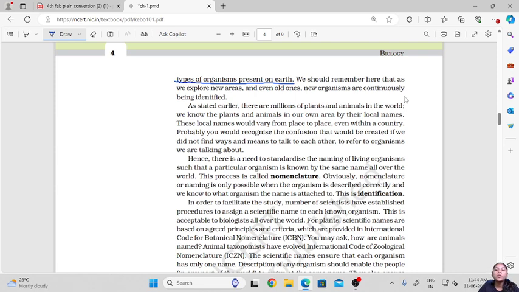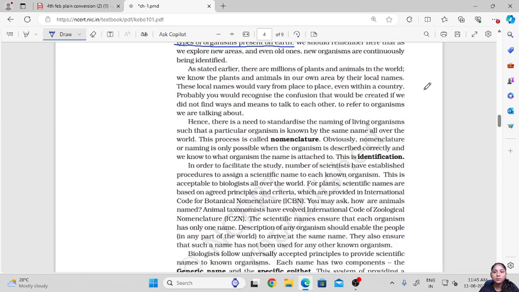Okay, now since we know that there is a vast variety of living organisms that exist on the planet earth, from microbes to insects, plants, animals, birds, reptiles and so on. So in these groups also there are various variations. Now how do we study all about these organisms? As stated earlier, there are millions of plants and animals in this world, and most of us know these plants or these organisms by the local names.